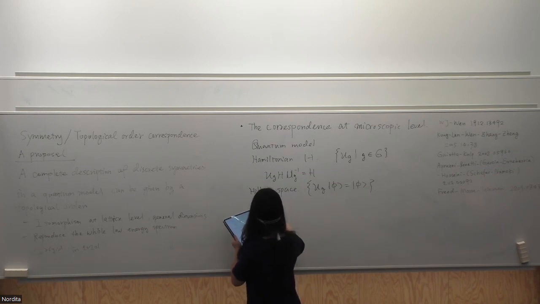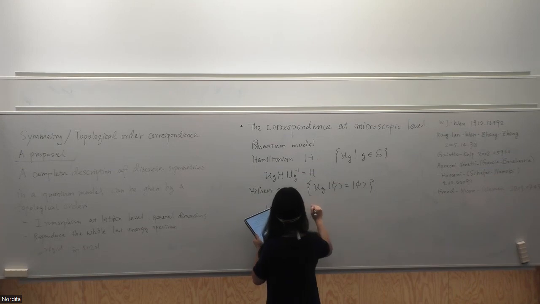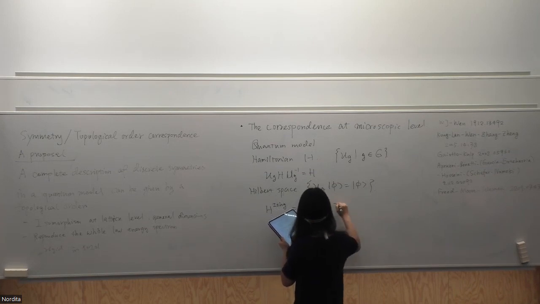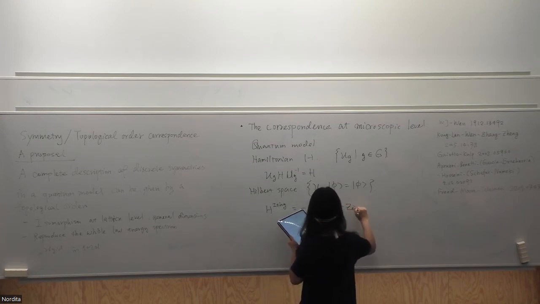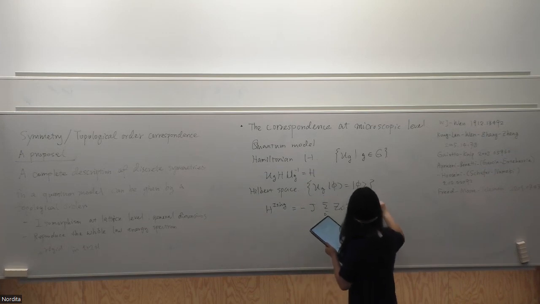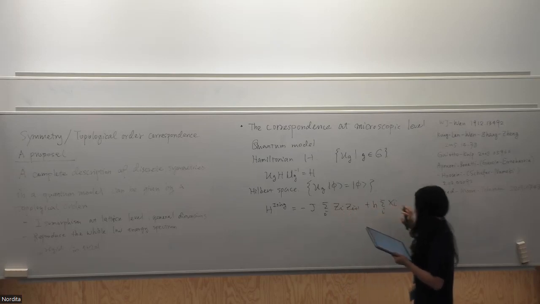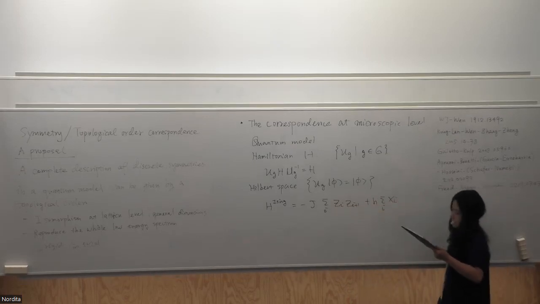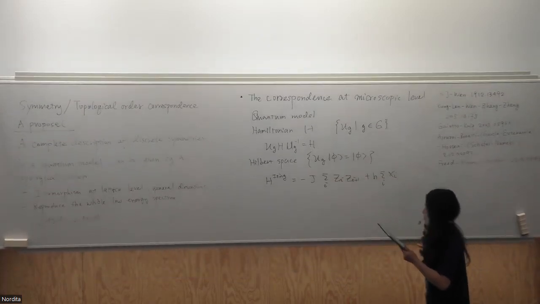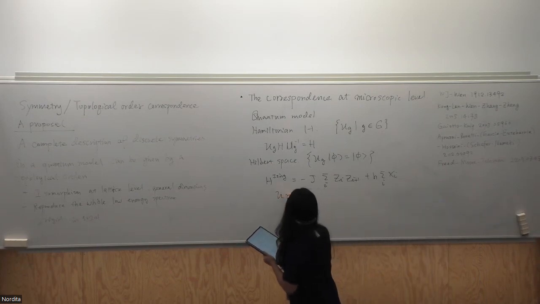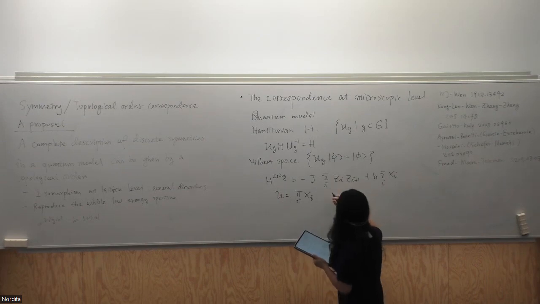And the simplest example is this Ising model in 1+1D in a transverse field. And Z and X are Pauli Z and Pauli X operators. And here the symmetry is the Z2 symmetry. So we only consider the states that are symmetric.